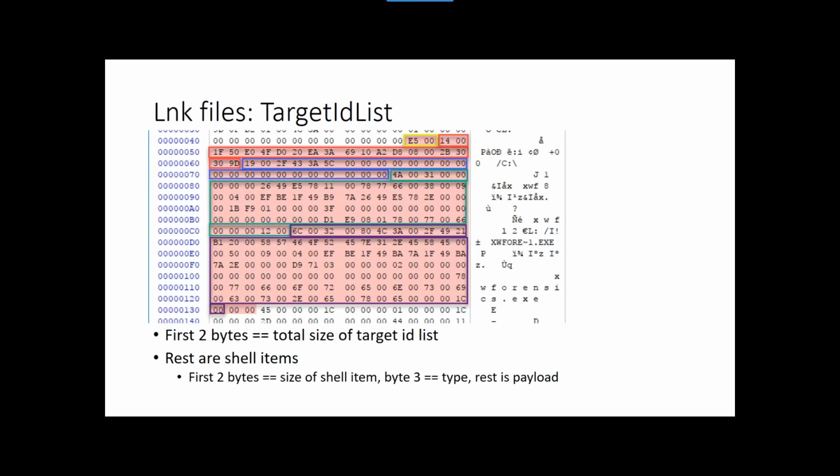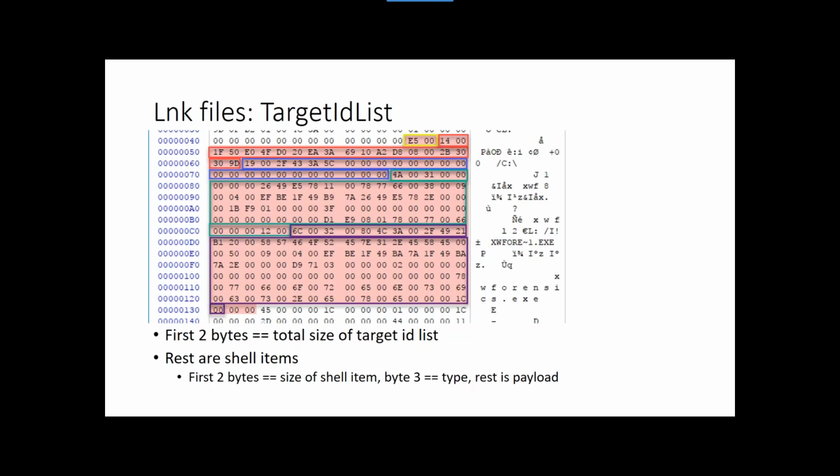How do I know that? Well, we read the first 2 bytes, that's the size, and then I can read that many bytes out, and then I have to understand how to process them. But these particular things are shell entries. And so you can see here I've got the 14 in red. It starts with 1400 1F, 1900 2F, 4A 0031. Those are shell entries. Those are exactly the same way. If you've seen any of my shell bags presentations, that's what we're looking at.